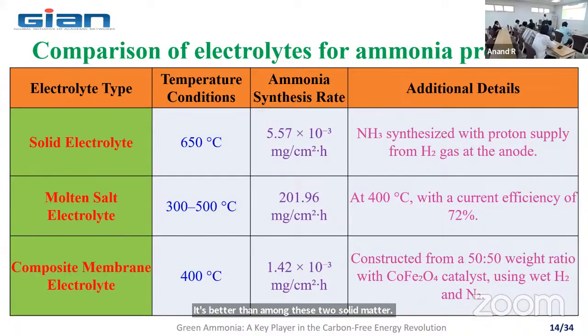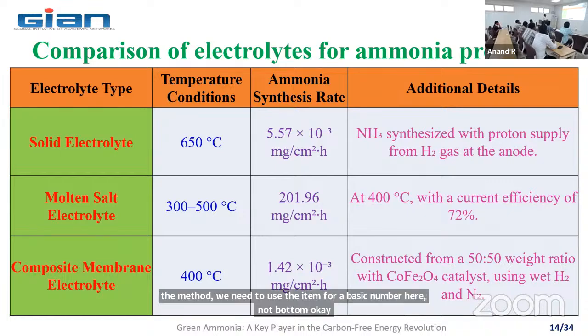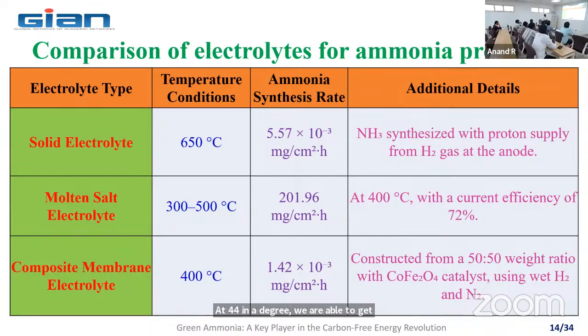Additional detail is the ammonia synthesis with the proton supply from hydrogen gas at the anode. So here, in that method, we need to use hydrogen for producing the ammonia, not water. Okay. Then the molten salt electrolyte: at 400 degrees, we are able to get a conversion efficiency of 72%.